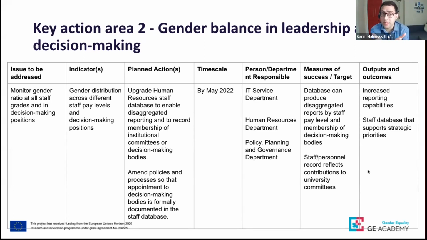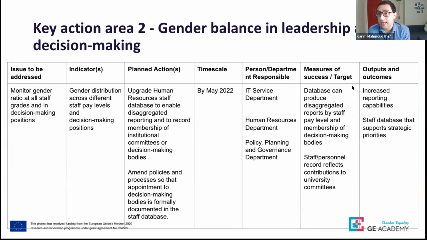So what we want to do is upgrade the human resources staff database to enable disaggregated reporting to record membership of institutional committees and decision-making bodies. And we want to make sure that our policies and processes are aligned to that, so that when people are appointed to those positions, it is formally documented by the Human Resources Department in the database so that we can do the reporting on it.